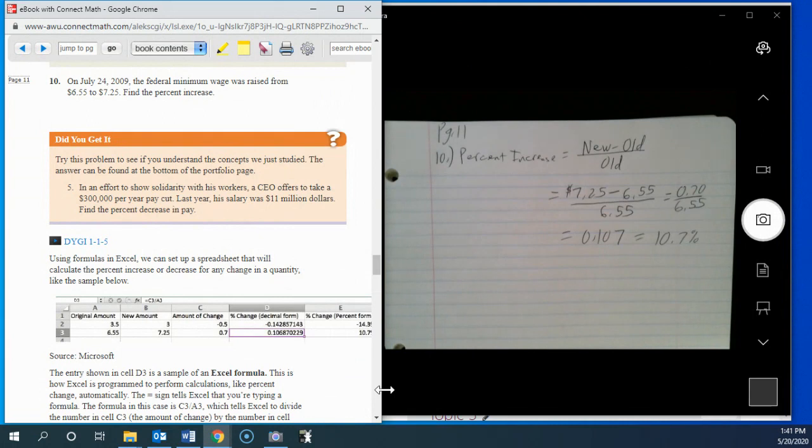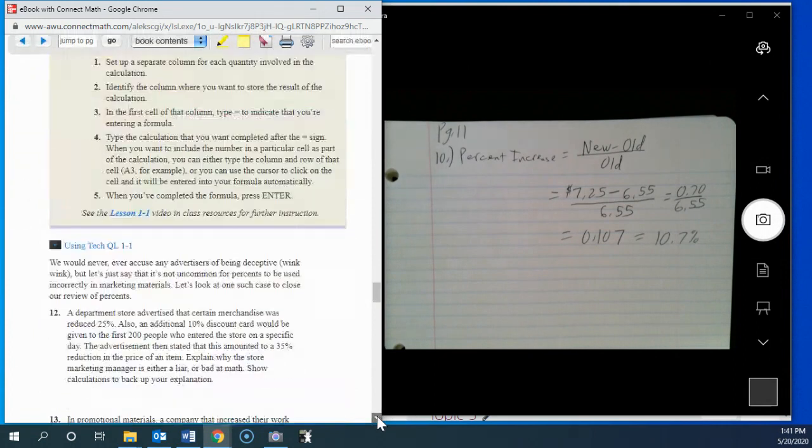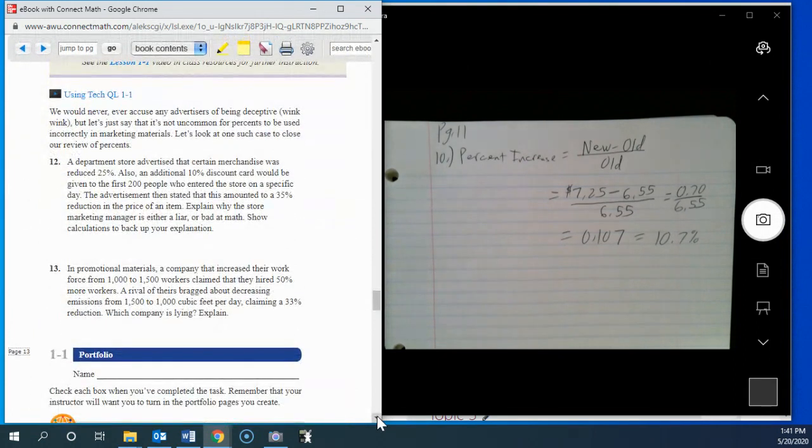Now, what we're going to do: problem number 11, we really don't have to do here. But if we look here, problem number 12 and 13, I may have you all try on your own. Well, actually, let me go over number 12, because number 12 has a little something different with it.